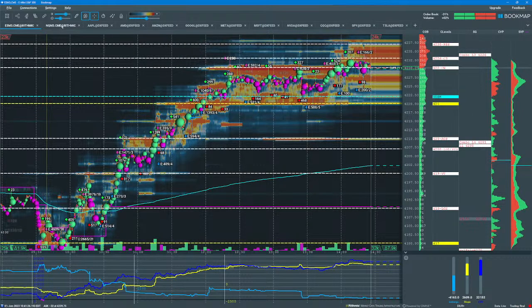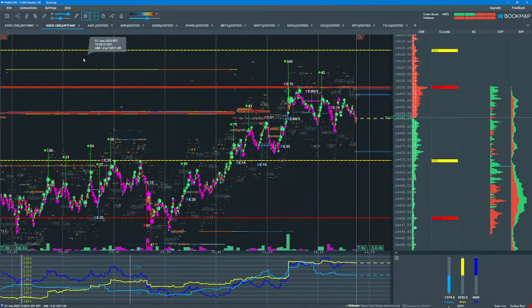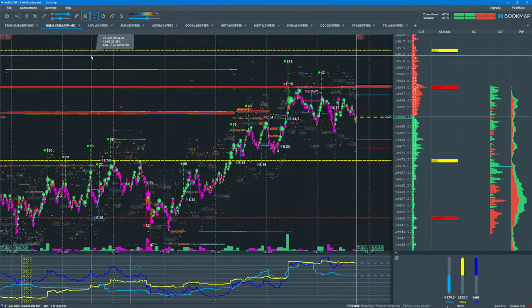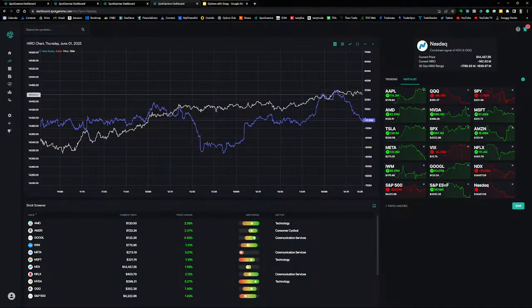Let's take a look at NASDAQ. So it looks like that 14,500 level, NQ 14,500 level, has been acting as resistance. We'll see if that lasts. Let's see what options traders are doing. So for NASDAQ, they continue to fade. And you're welcome for the scripts.